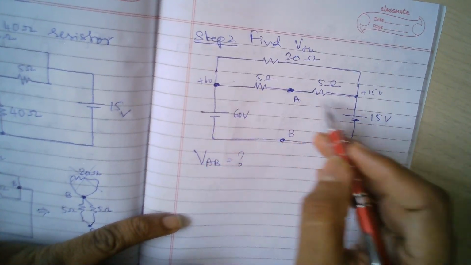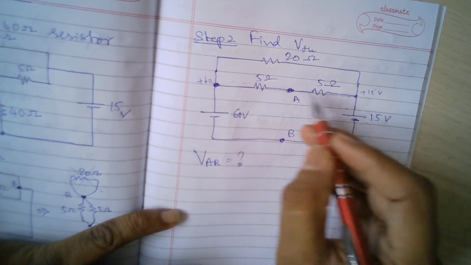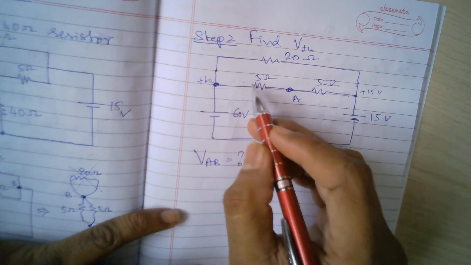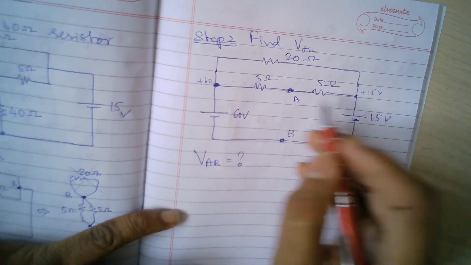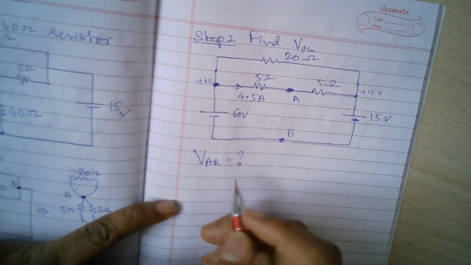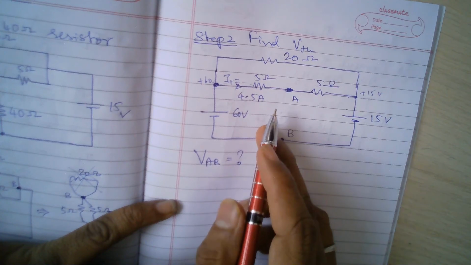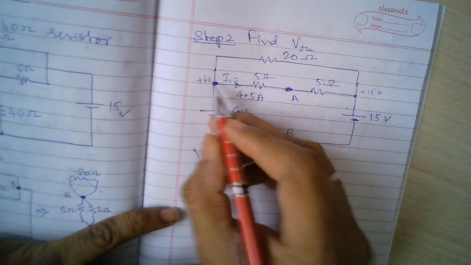Okay, so what is the current in this branch? Total resistance is 10 ohms, total voltage is 45 volts. So the current here is 4.5 amperes. Okay, so simple. So for example, I1 equal to 4.5. How do I get this I1? Or let's say I1 is unknown.